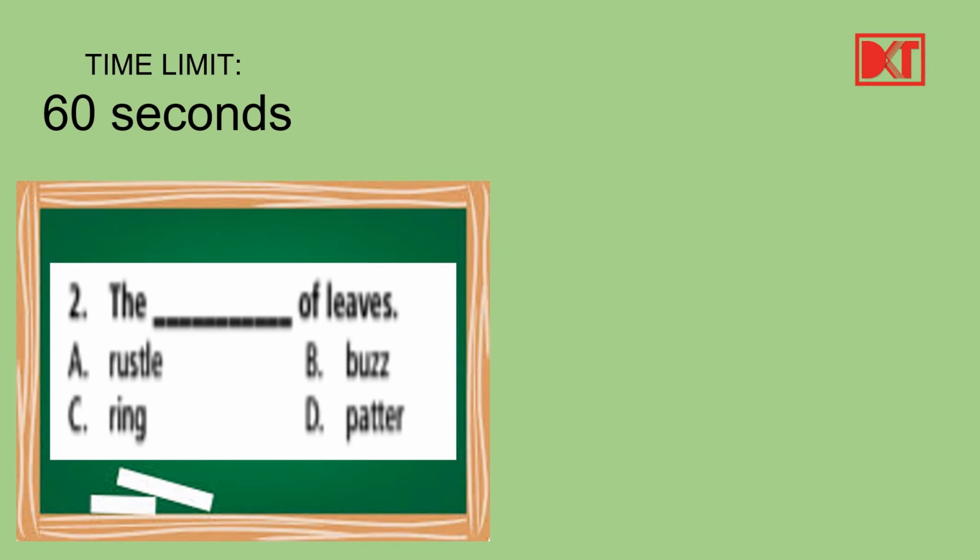Okay, next, the dash of leaves: the rustle of leaves, the buzz of leaves, the ring of leaves, or the patter of leaves. Now for leaves, the sound we refer to is rustle. We usually refer to it as the rustling of leaves. Let me give you an example. When outside there's a clear sky and there's a subtle wind going on, it's a little windy, and you hear the sound of leaves, they are wavy and flowing. So we say that the leaves are rustling. That is the sound of leaves. Alright? Rustle.